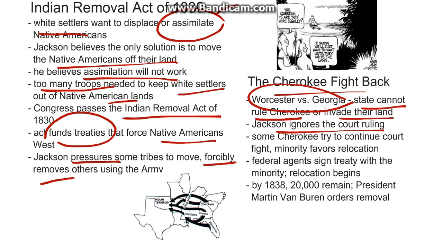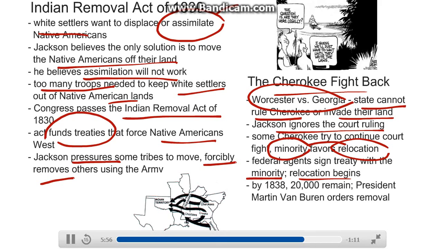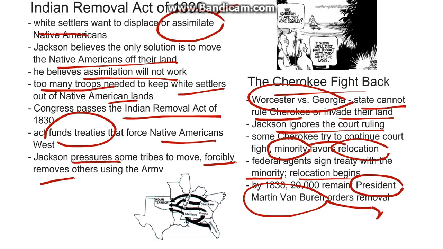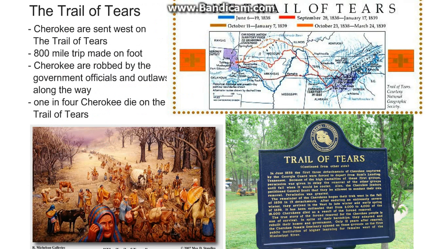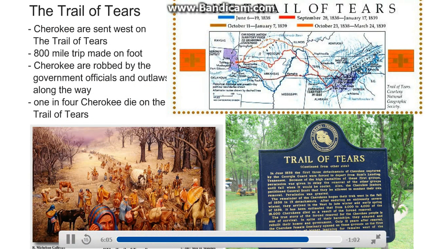Unfortunately, Andrew Jackson ignores the court ruling. Some of the Cherokee are going to continue to fight the court fight, and a small amount of them just want to relocate and be done with it. Federal agents sign the treaty with the minority that are willing to relocate, and relocation begins. By 1838, there are only 20,000 Native Americans remaining, and President Martin Van Buren is going to order the final steps of their removal. The Trail of Tears.